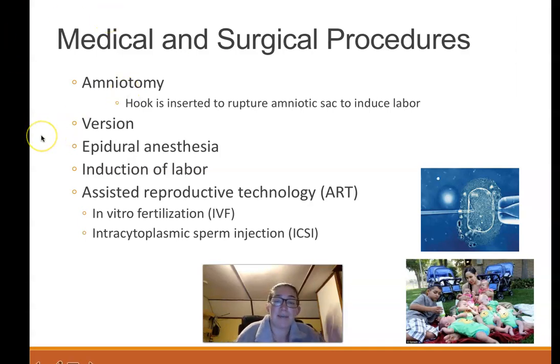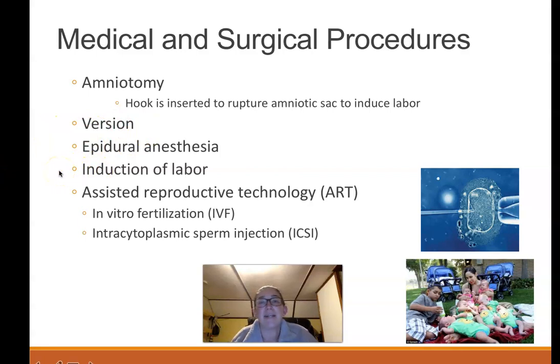Version is what I was talking about when you massage the belly to turn a fetus that's not in the proper, engaged position. Epidural anesthesia is the common form of anesthesia where analgesics are injected into the epidural space of the spine, and it basically numbs you from the waist down, and you don't feel the pain of labor.